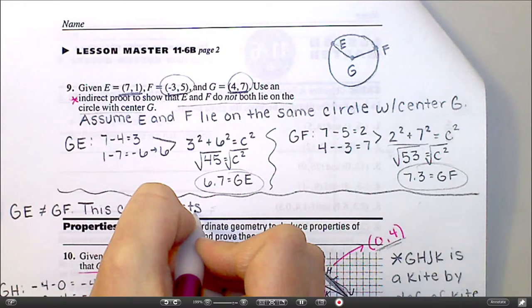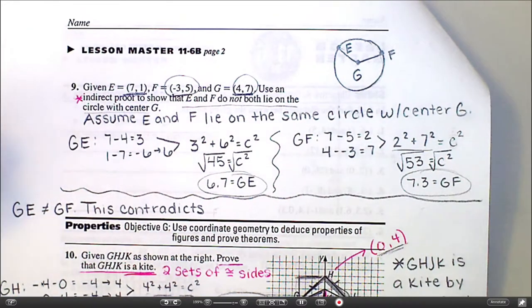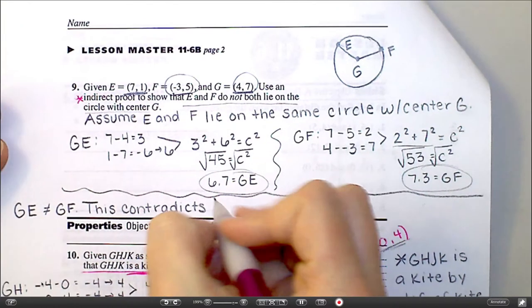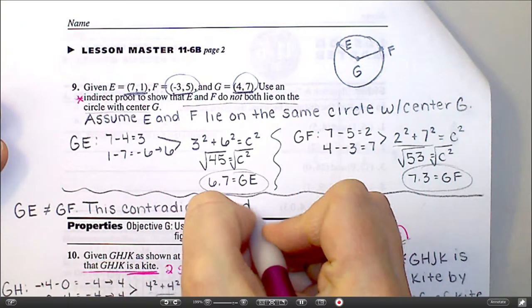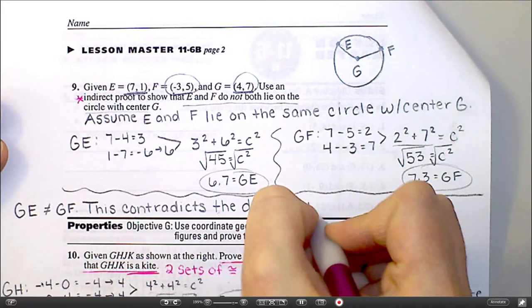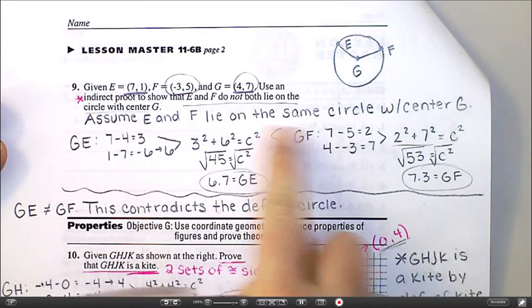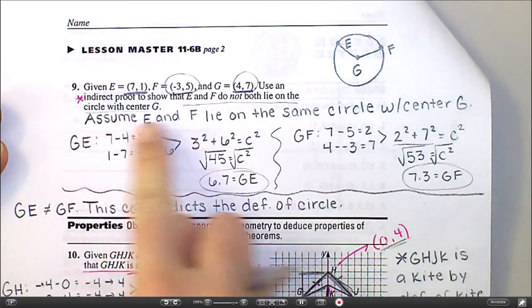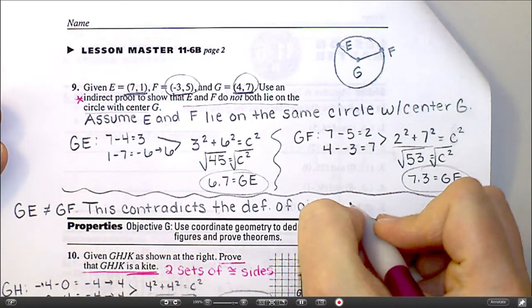Okay. Why should these have been equal? Well, because that's what it means to be on a circle. And if that's what it means to be on a circle, that's the definition of a circle. So you could then say, if you wanted to, you could say our assumption is false. That's what we've shown, is that this is impossible because that's a contradiction to the definition of circle.